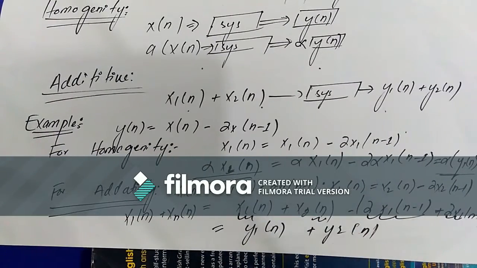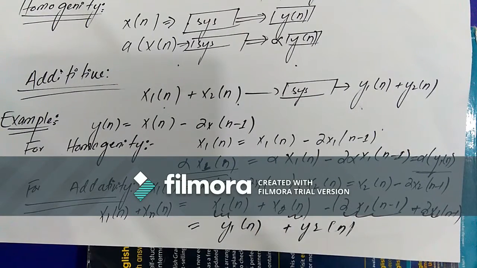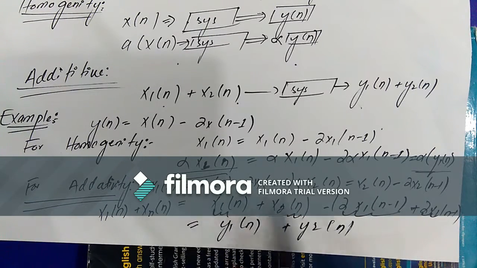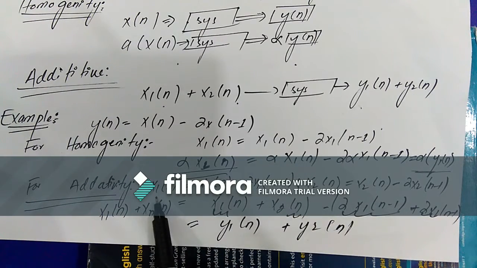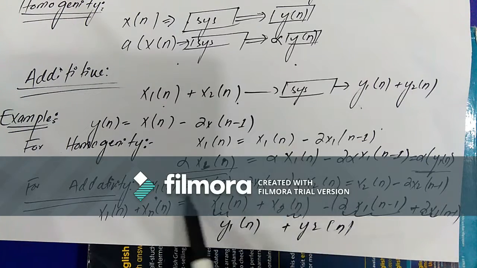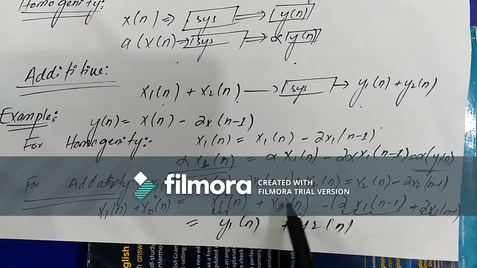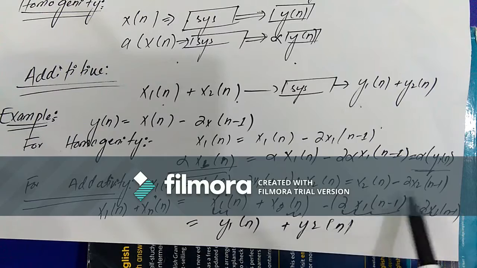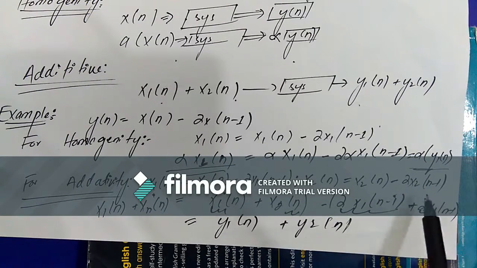Now, moving on to the next important factor, which is the property of additivity. The property of additivity is a property through which we can grasp the concept of treating independent functions independently. Now x1 of n is a function which has some value, x1 of n minus 2x1 of n minus 1, and x2 of n is a function which has two different values.